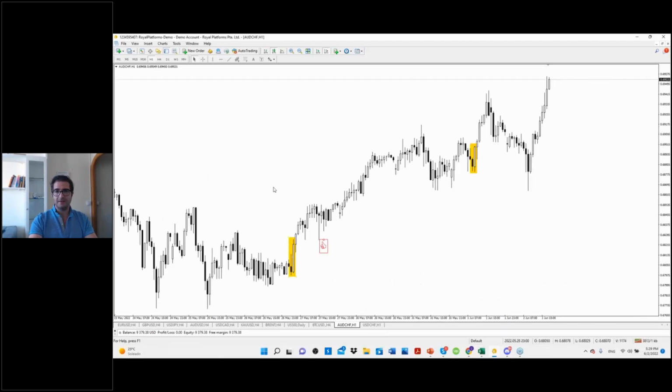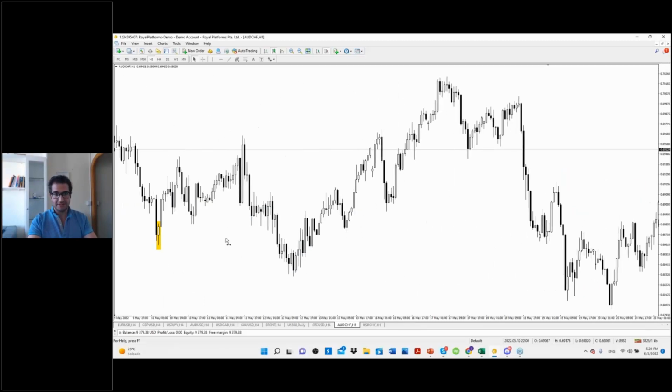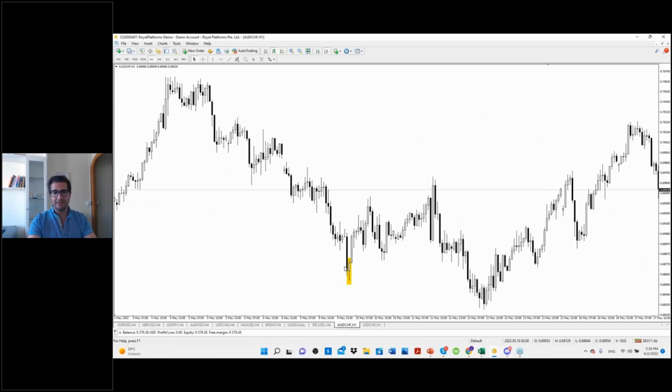Another thing that I will talk about is the hammer. The hammer is a single bar that is found at the bottom of a downtrend. So we have here a downtrend, lower high, lower low, lower high, lower low, and then we have, highlighted here, the form of a hammer. It is made by 1 bar that has a long wick to the downside and a small body to the upside.